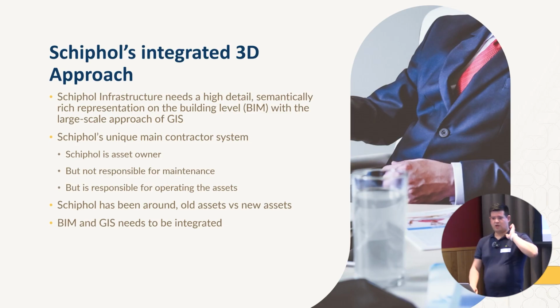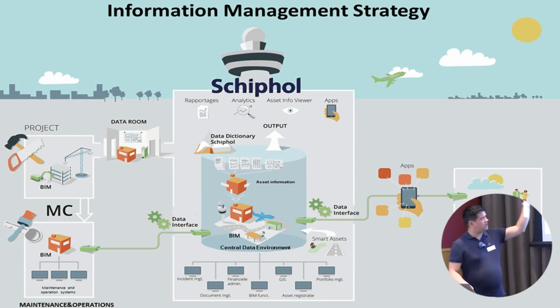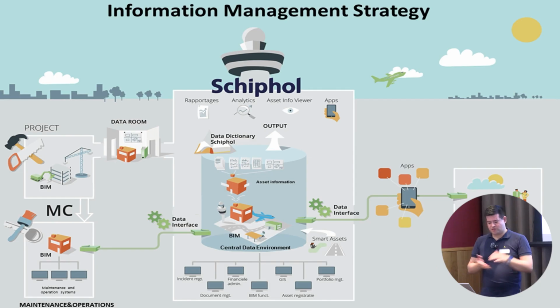Schiphol was crazy. They said, hey, we have main contractors. We don't want to do our own renovations or maintenance on stuff. We just have organizations to do it for us, but we have to get those assets. And BIM and GIS need to be integrated. So they build a nice management overview of how this stuff should work.